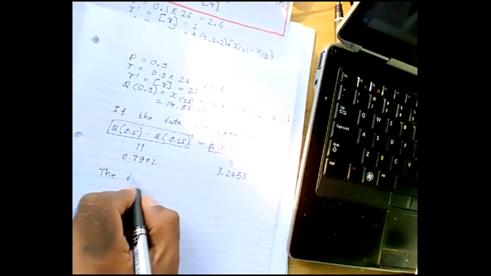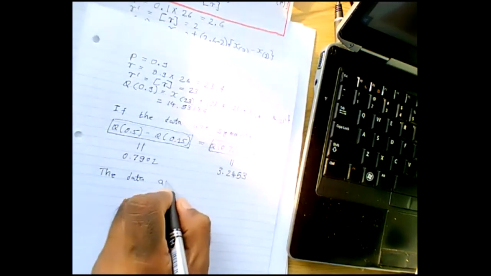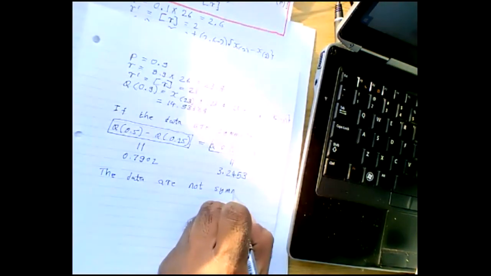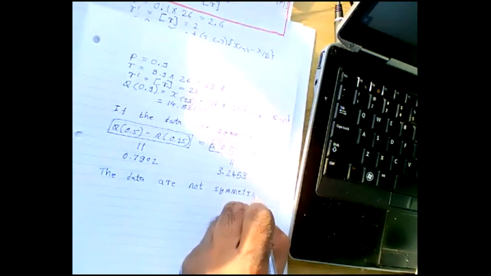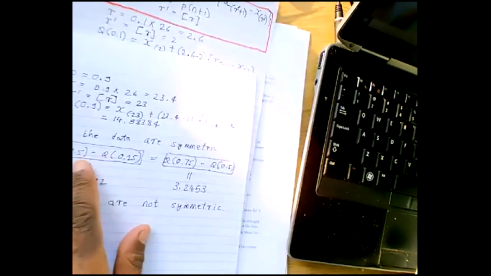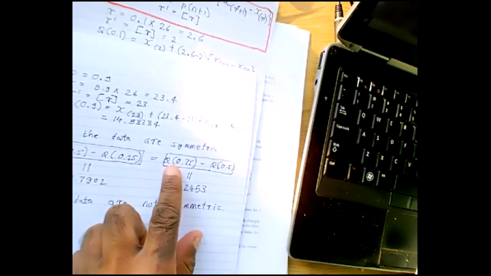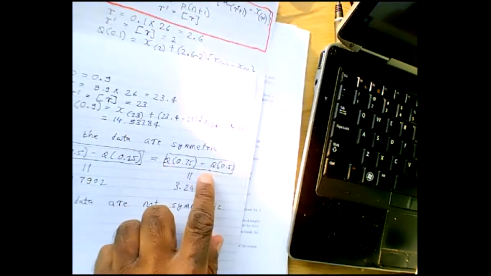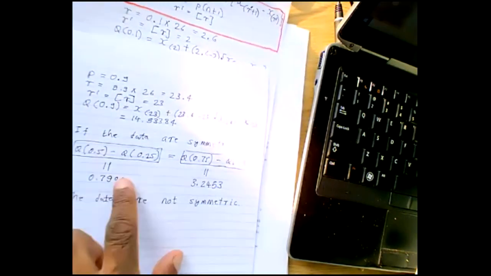The data are not symmetric. Okay, you follow me? Yeah. Because if the distribution is symmetric, then you would expect the distance between the median and the first quartile to be approximately equal to the distance between the third quartile and the median. But here they are not even close, right? So the data are not symmetric.